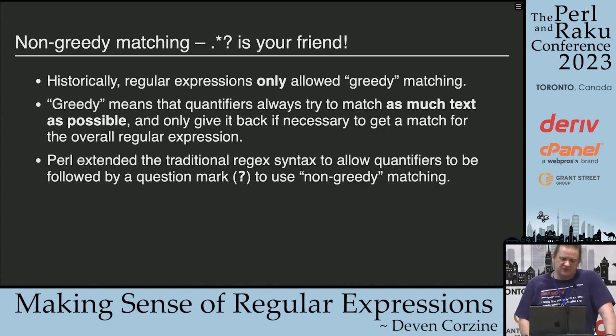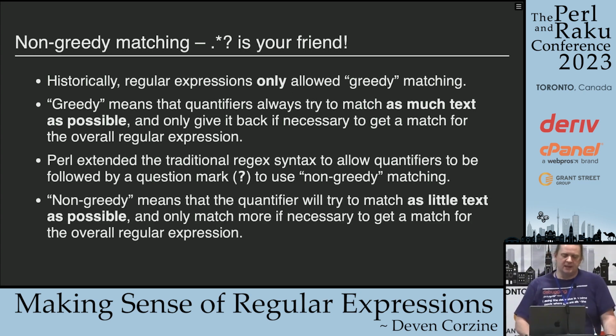Perl extended the traditional regex syntax to allow quantifiers to be followed by a question mark to use what's called non-greedy matching. Non-greedy means the quantifier will try to match as little text as possible, starting with the empty string, and only match more if necessary to get a match for the overall regular expression.